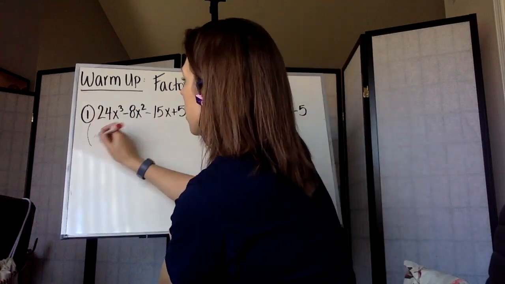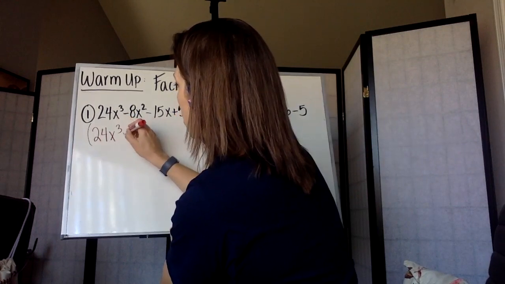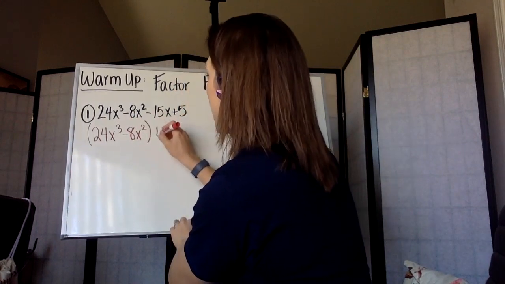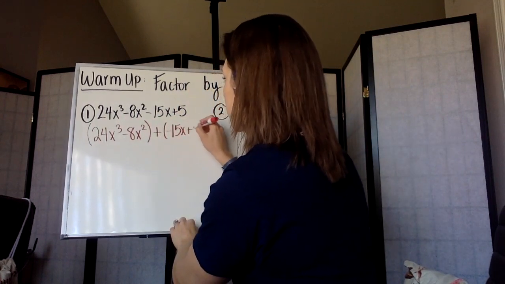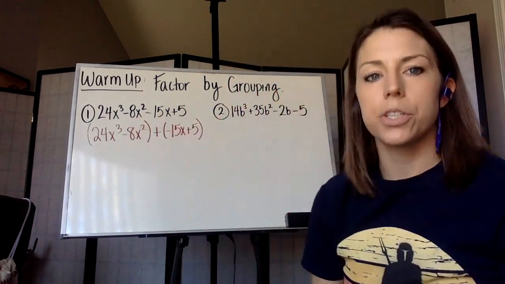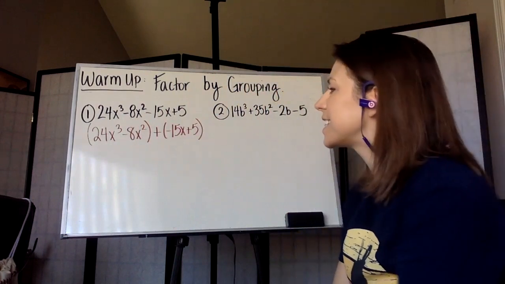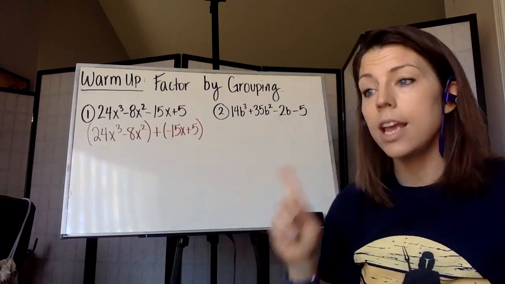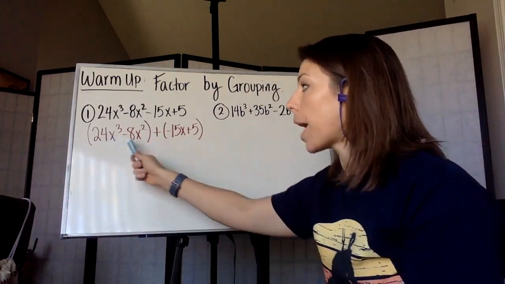So here we go, starting with a group of 24x cubed minus 8x squared, plus negative 15x plus 5. Again, that subtraction has to go with that term. Just making sure that I wrote it down right. Okay, step 2, GCF factoring, which we just did in warm-up part 1. So we're finding the GCF of each binomial.